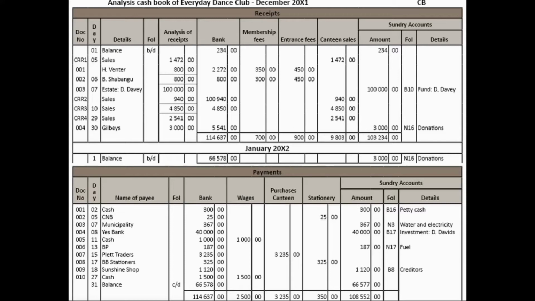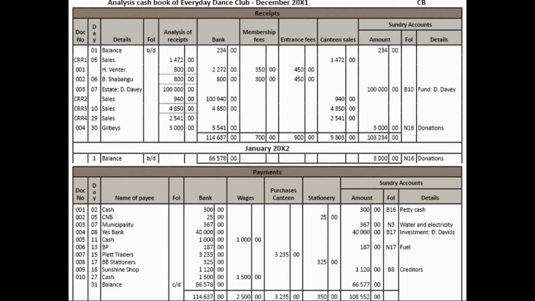Okay. Canteen sales is the next one. Yes, there was a canteen sales. It was number N1. So that had a total. So you're just going to write on the credit side, bank, 9803. Okay, that was the total. And then you're going to post from your sundry accounts.